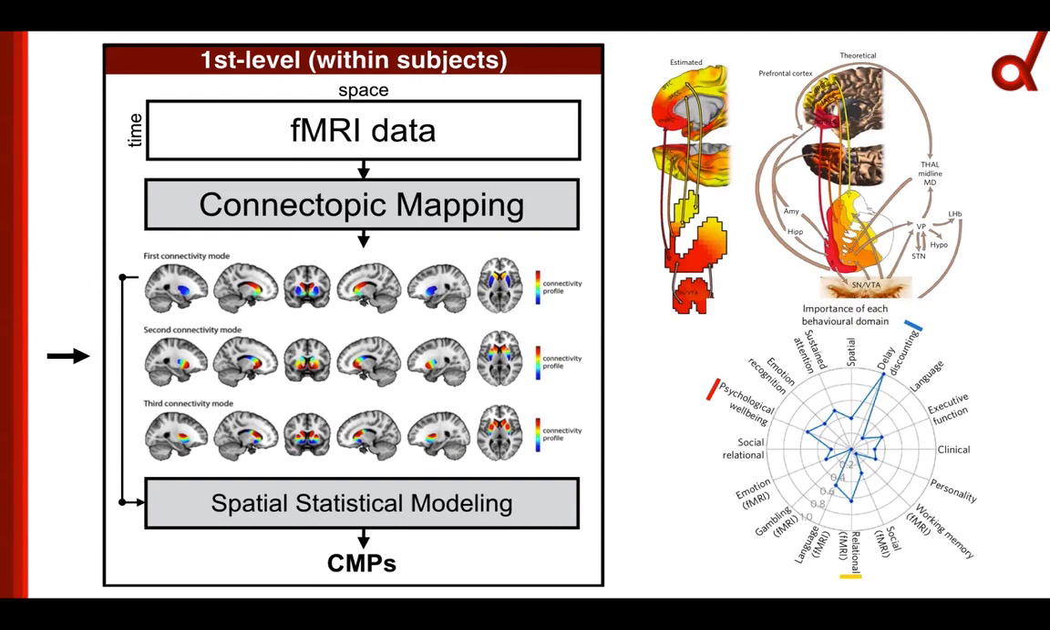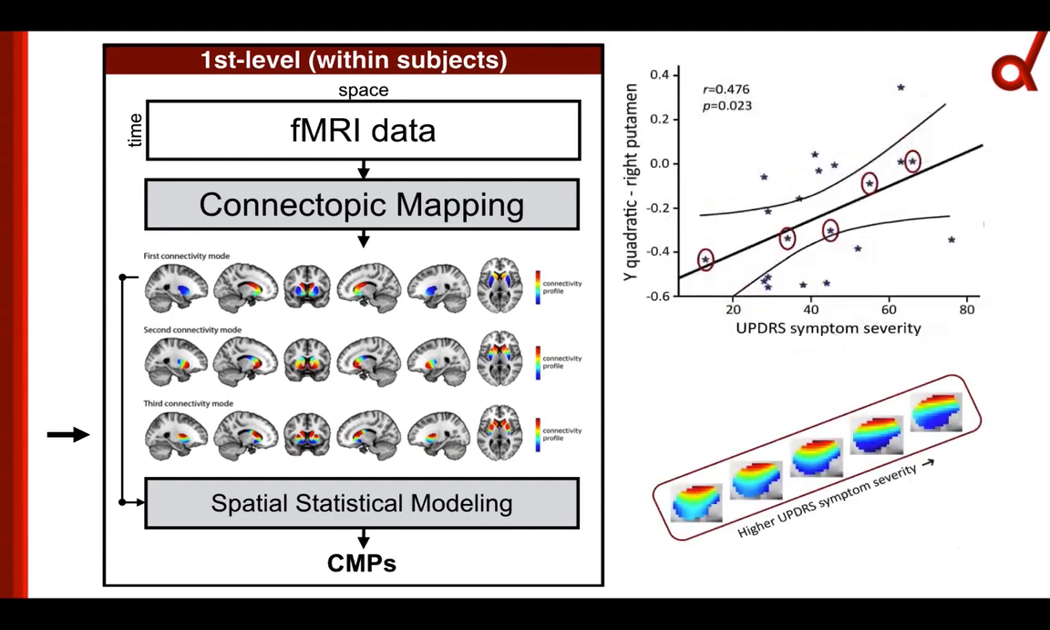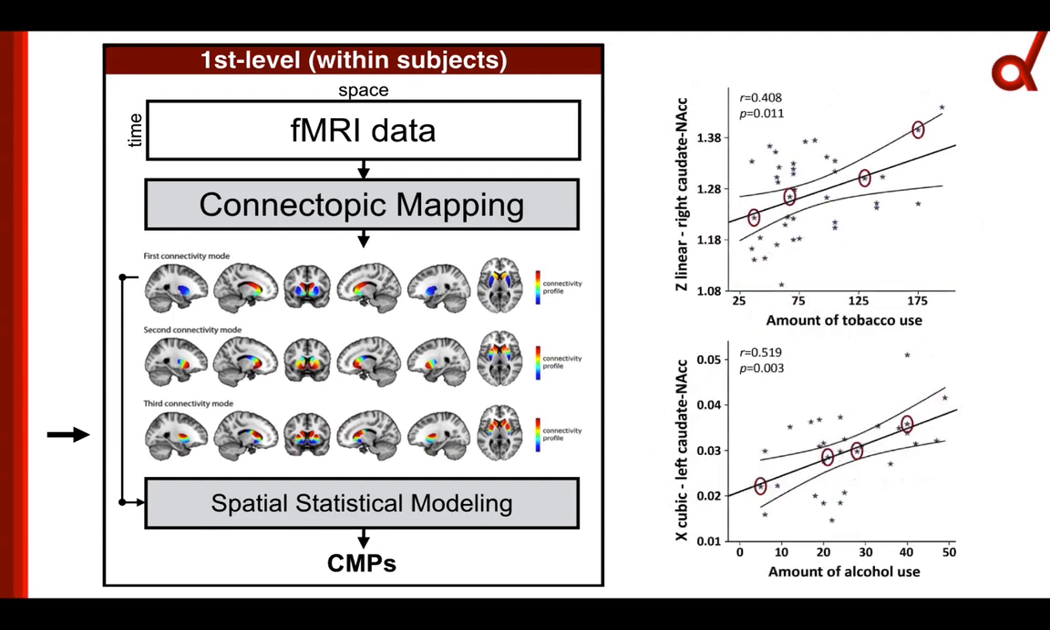In recent still unpublished work, we additionally found the presence of a third overlapping gradient, which showed a striking resemblance to the spatial patterns revealed by SPECT imaging, and whose spatial model parameters could be related to dopaminergic mechanisms, such as disease severity in PD, sensitivity to L-DOPA, and the amount of tobacco and alcohol usage in healthy HCP participants.